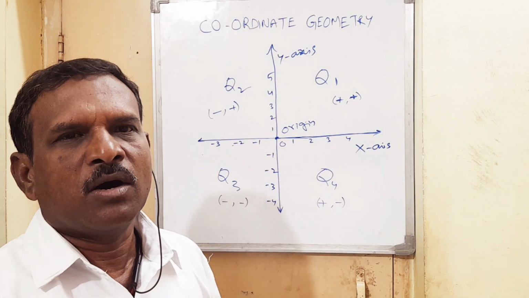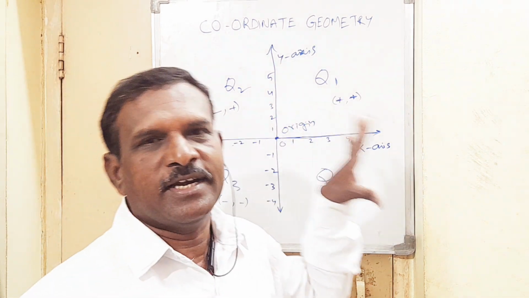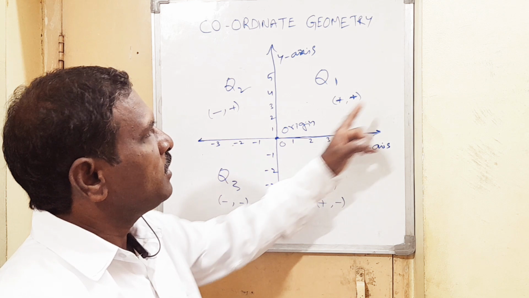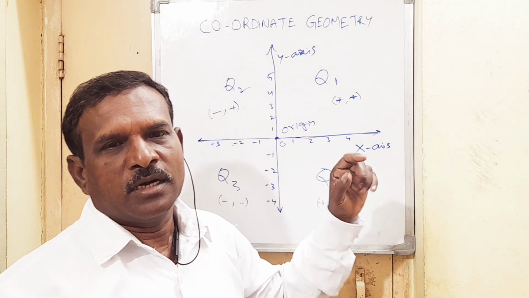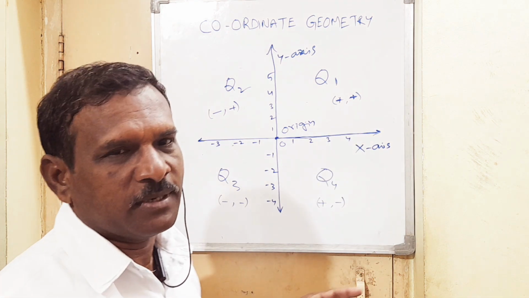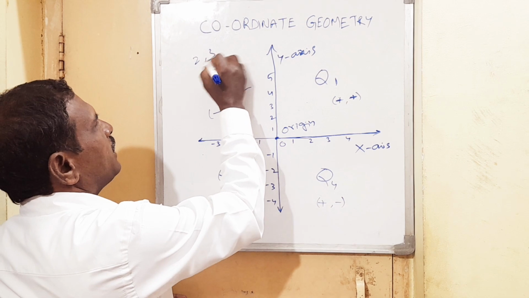Now let us see how to plot a point. In the plane there are infinitely many points. Every point on the plane represents one ordered pair, and every ordered pair has a point on the plane. If you take any real numbers, like 2, 3.